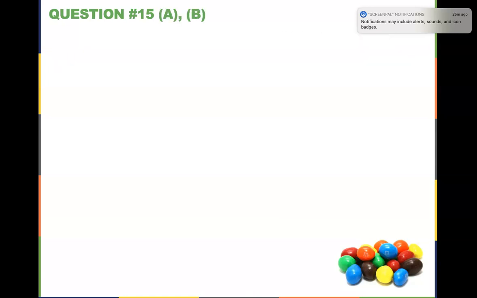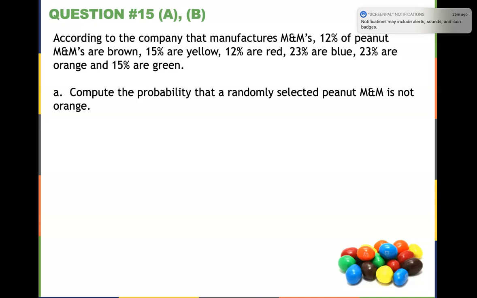So let's first look at A and B. Compute the probability that a randomly selected peanut M&M is not orange. So we would write probability of not orange, and that would be the complement of probability of orange. So 1 minus the probability of orange is all the scenarios where you have not orange. Since 23% of them are orange, 1 minus 23% is 77%.